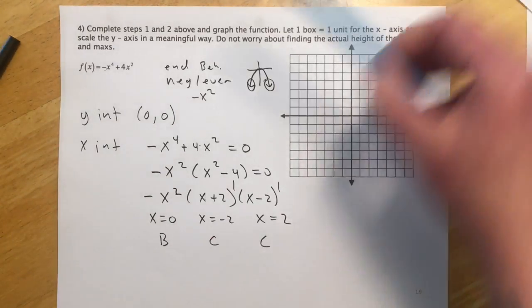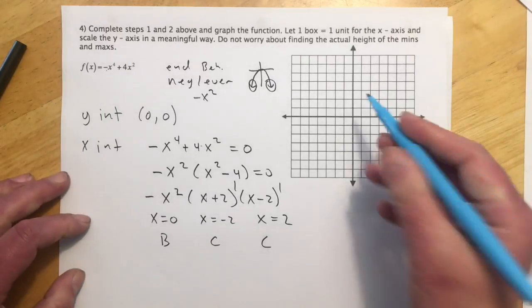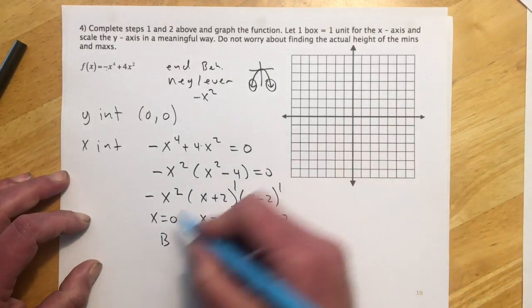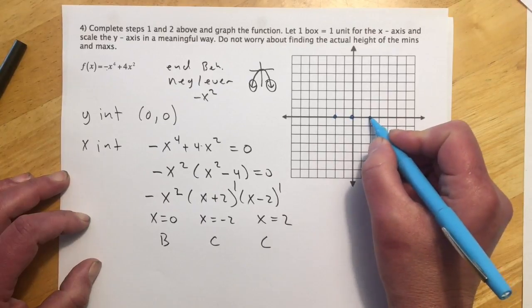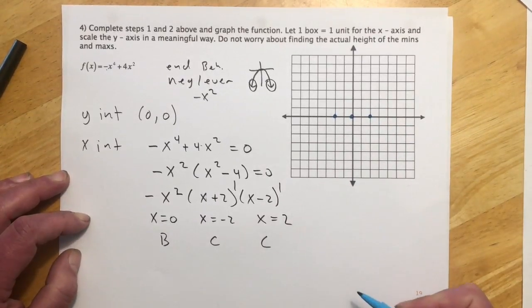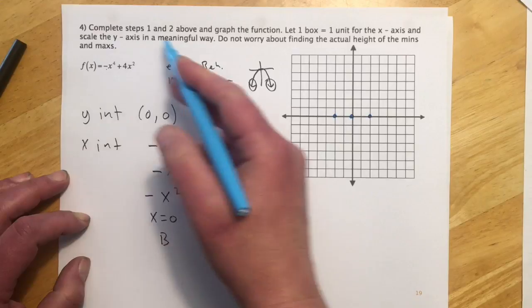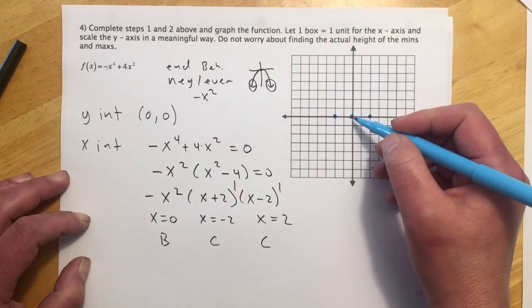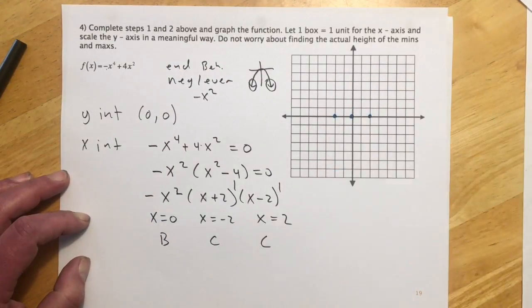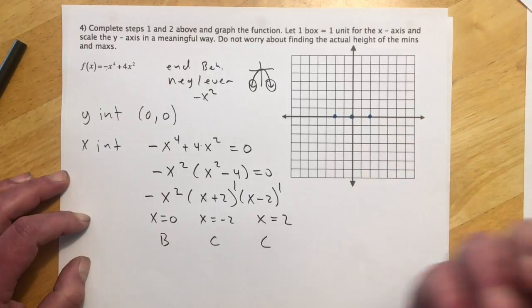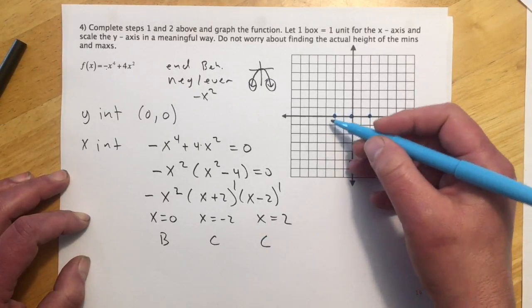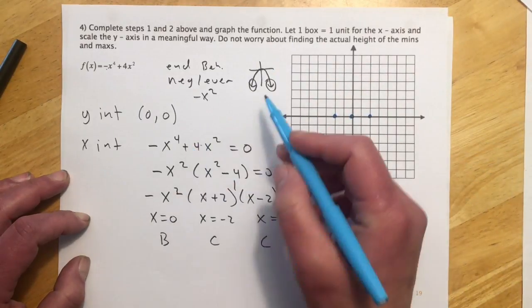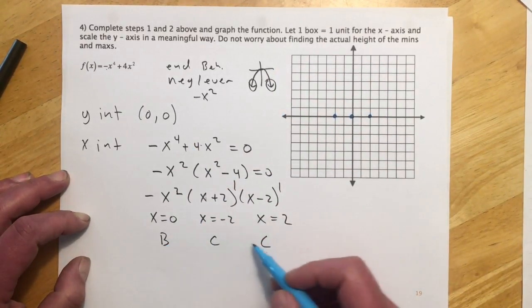So let me show you what that'll look like. I always start by graphing my intercepts. So I have one here at 0, 0, at 2, and at negative 2. In this case, I don't have to label the y-axis because it just is 0, 0. So that's pretty easy. And then the question is, do I start the graph from down here or do I start the graph from up here? Because I already know what it's going to do with these intercepts.